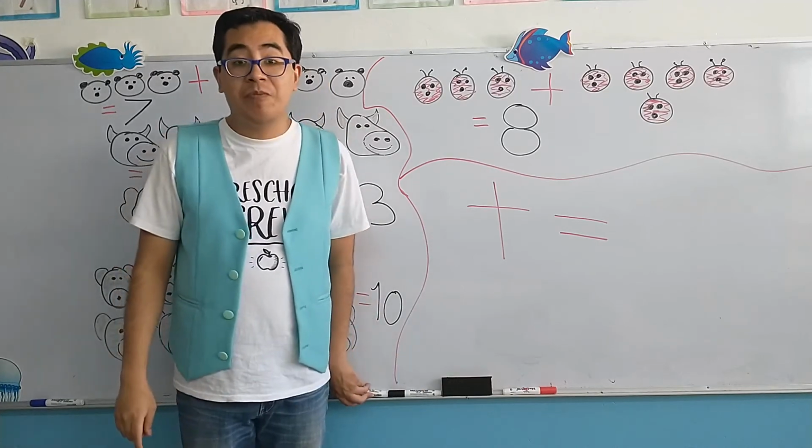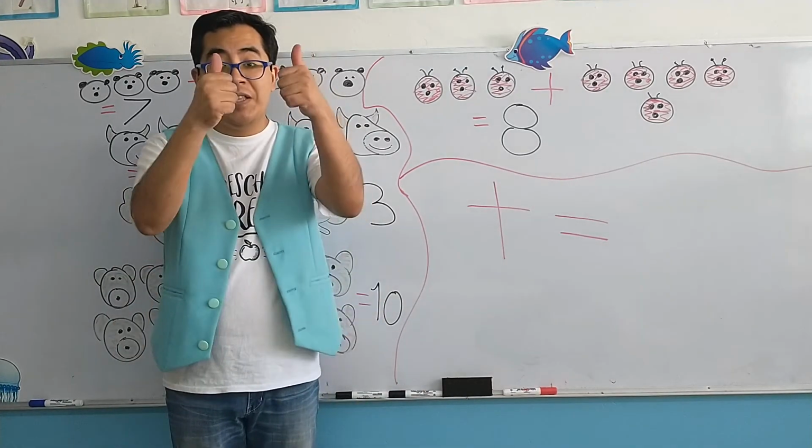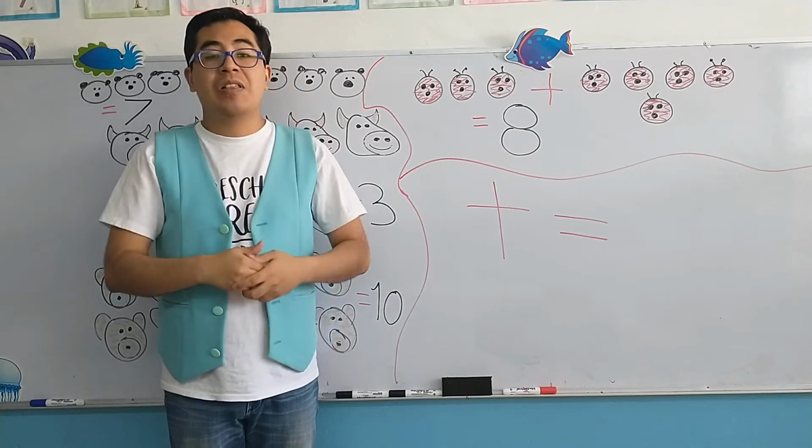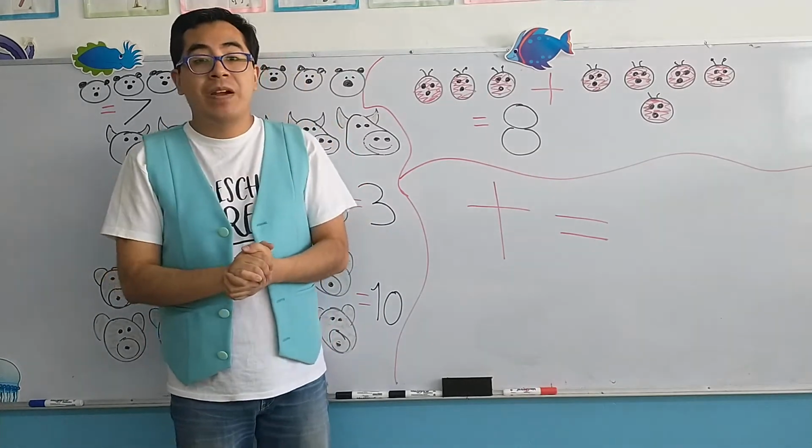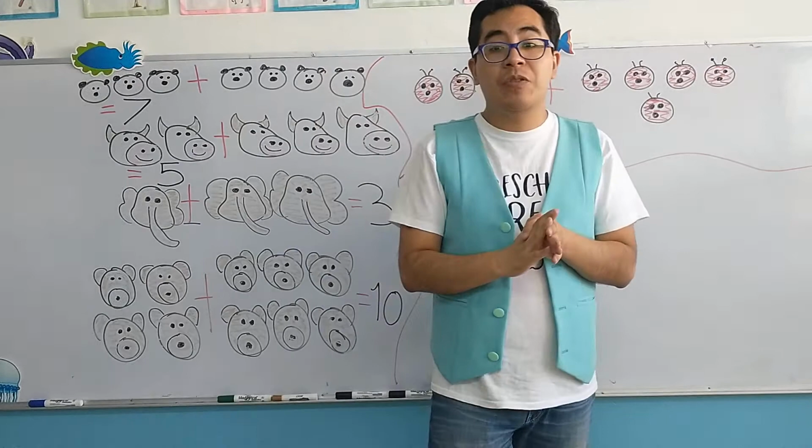Very good, excellent. The teacher Jacob is very happy because you did a beautiful and excellent job. So thumbs up. Very good. So that's it for today, my children.